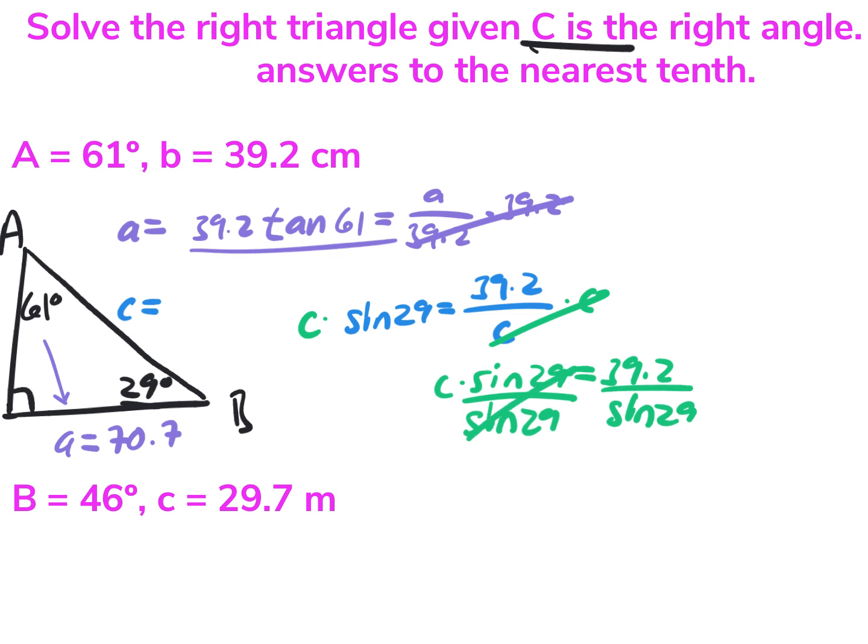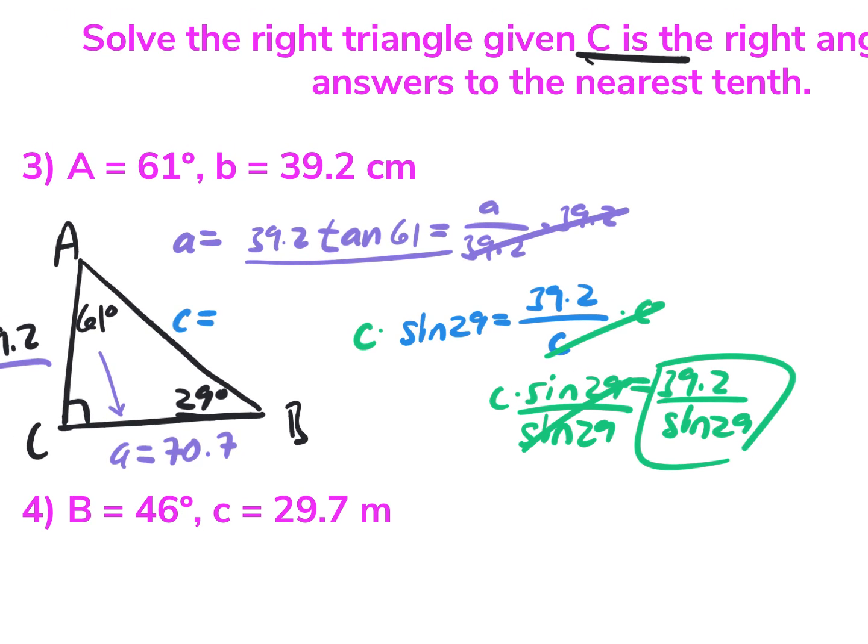Then this cancels out, and this right here is going to get me my answer. So if you plug in 39.2 divided by sine of 29 in your calculator, you should get that C is 80.9.